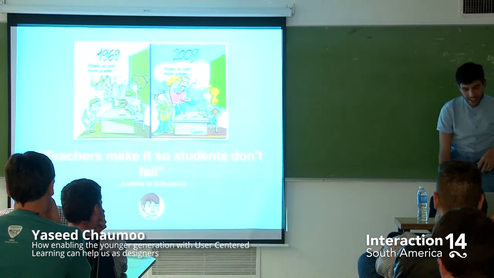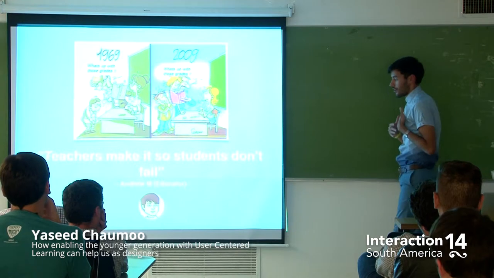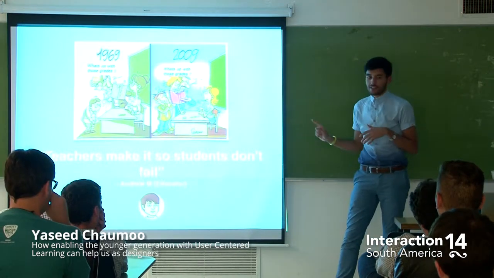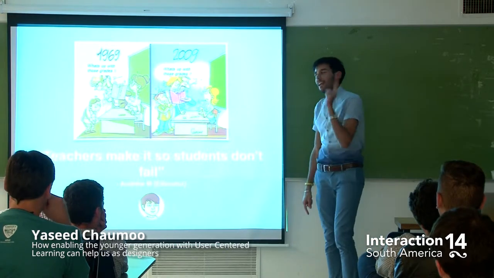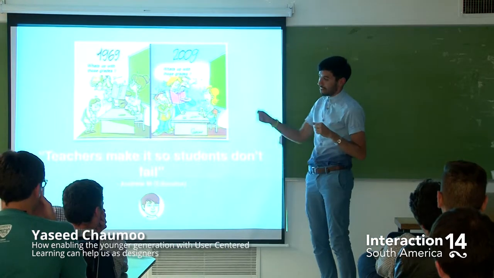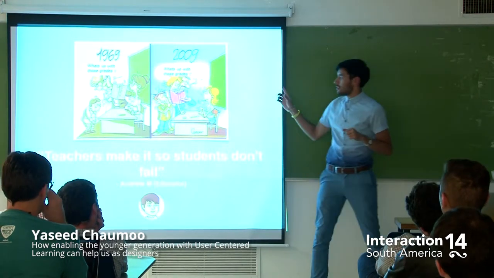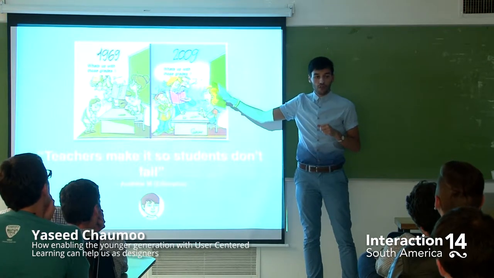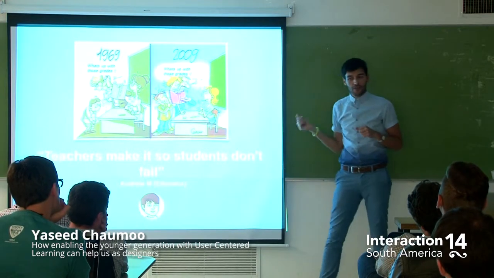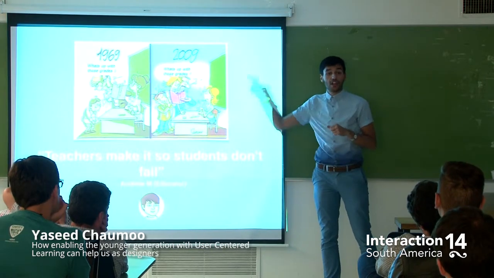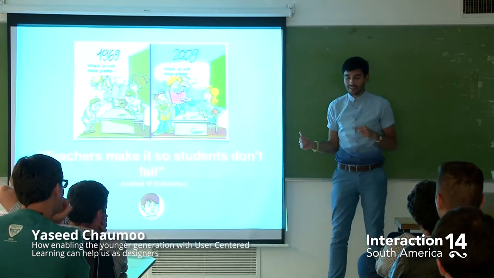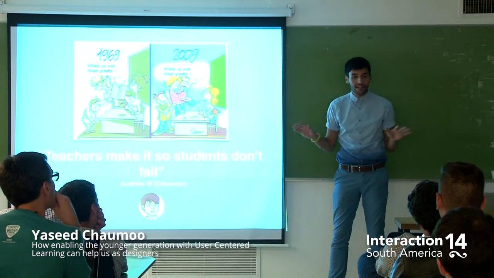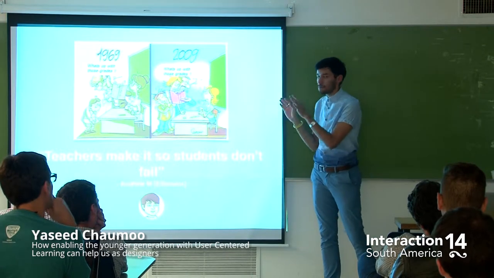Now, this was interesting. So then I went to speak to a high school educator, and he said, teachers make it so students don't fail. And it was really interesting, because the education system today is very different than it was back in the day. Back in the day, the child was responsible for his failure. Now it's very much the teacher who is responsible for the child's failure. So what happens? The teachers don't let them fail. And that's not to say that they don't pass them, it's just that they don't let the children experience failure.